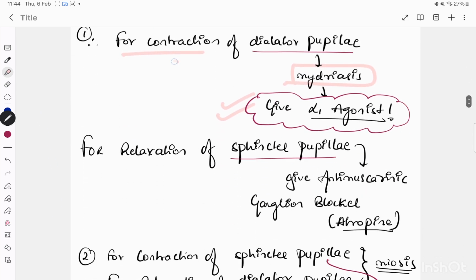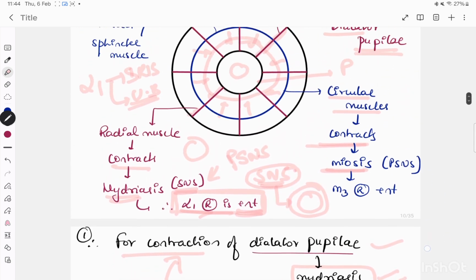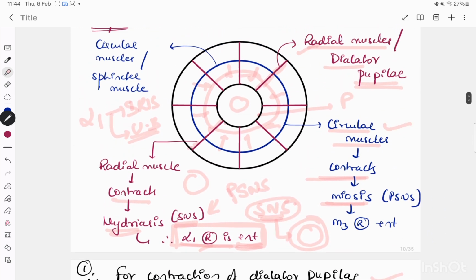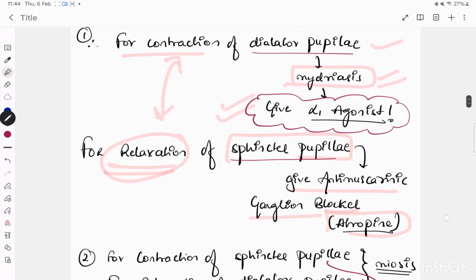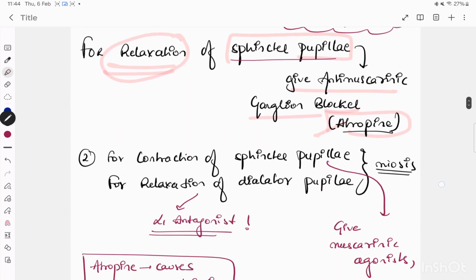And the same thing, if I write it in the name of the other muscle: I want this muscle to contract so that mydriasis takes place, and I want the other muscle to relax. For the relaxation of sphincter pupillae, give an antimuscarinic, that is atropine. That is for relaxation of the circular muscles, so that dilation takes place. I need to block the M3 receptor, so I will give atropine. Okay, I hope you understood this.